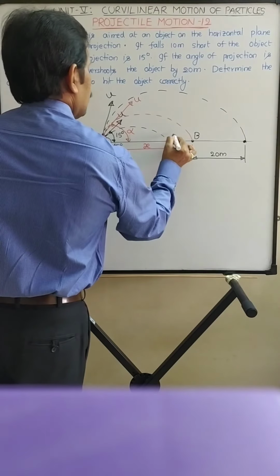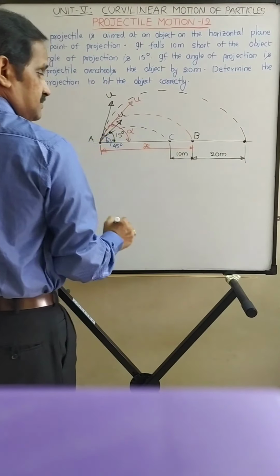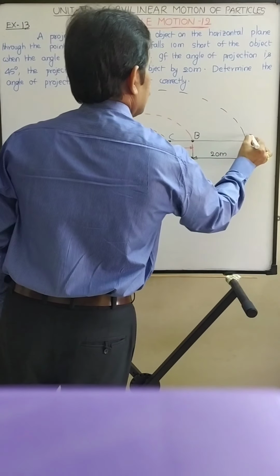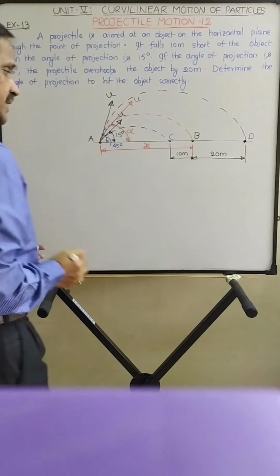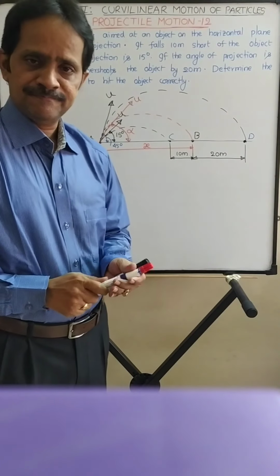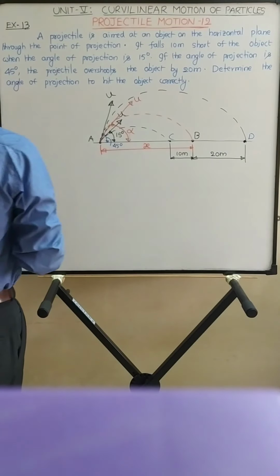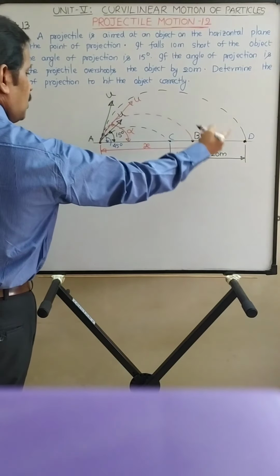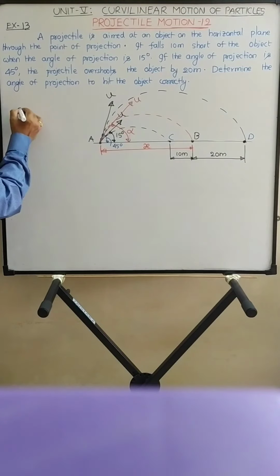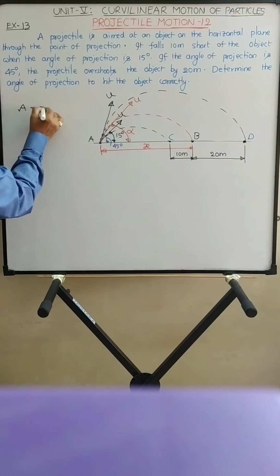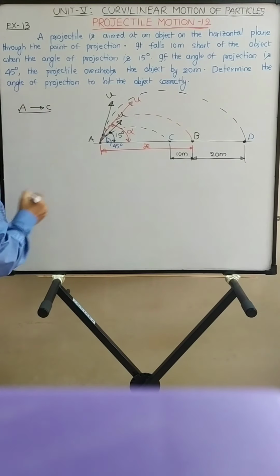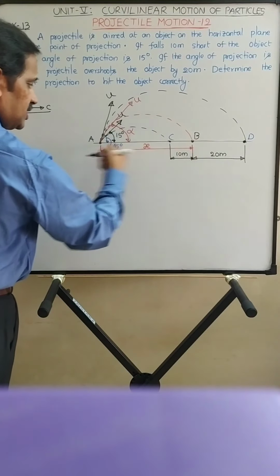Say this is point C, the short of the target. Say point D, overshooting the object. Is it clear? Now, considering the motion of the projectile from point A to C. From point A to C, see the projectile on a horizontal plane.